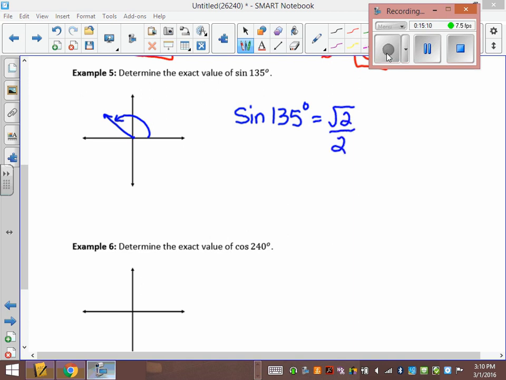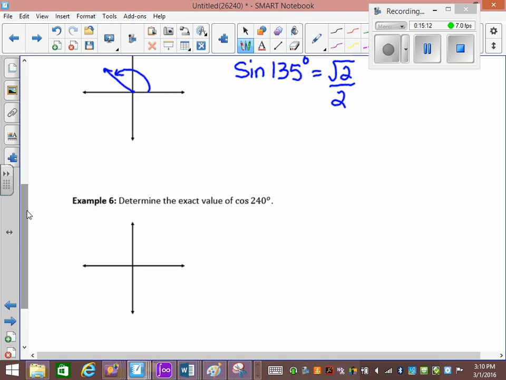Now if we want cos of 240, we'll go to 240, and we're going to look at the x value, because the x's are all the cos values of 240 and all the other degrees, and the y values are all the sine values of all the degrees. So if we want cos of 240, we go to 240 and we look at the x, because that's cos of 240, which is negative a half. Okay?